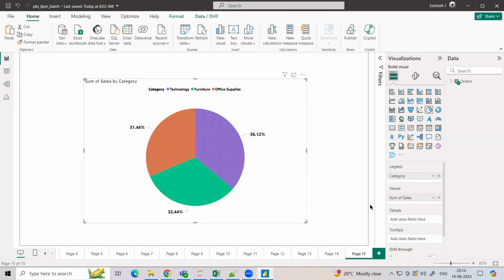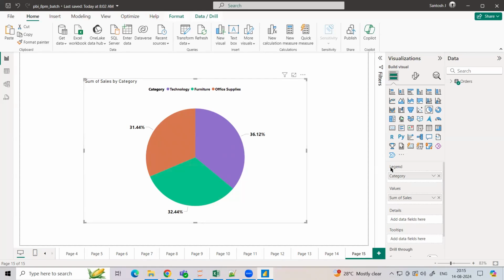We have category, we have sales, 36%, 32%, 31%. Always remember the entire angle of this circle will be 100%. 36 plus 32 plus 31, if you add it, always it has to give you 100%. Okay, it is giving 100%.